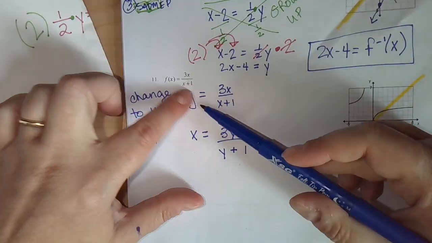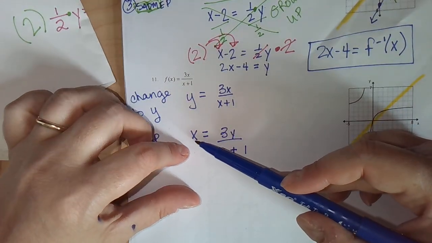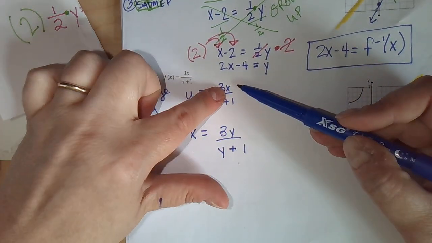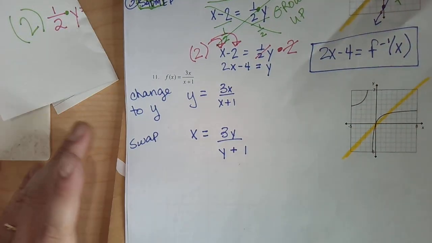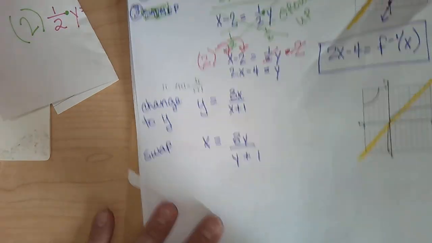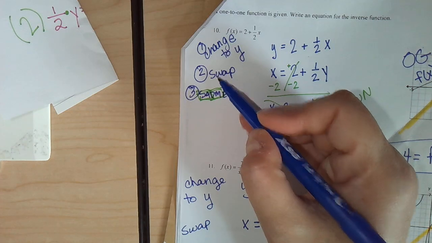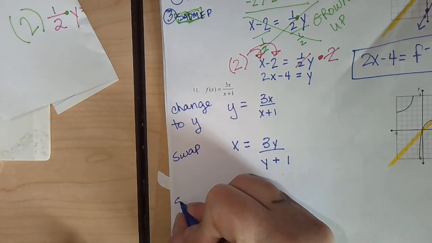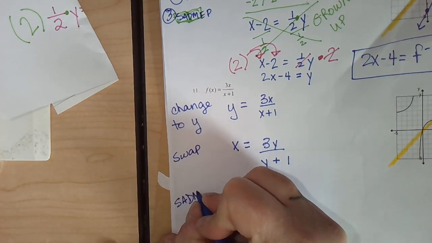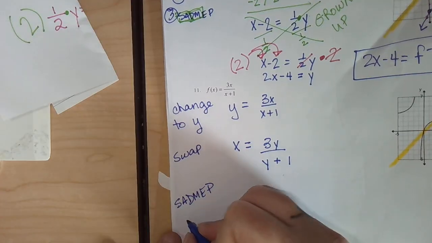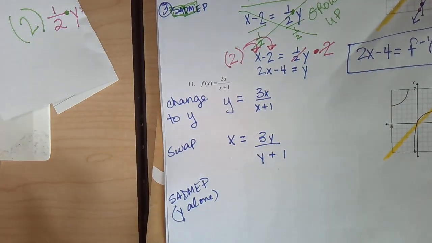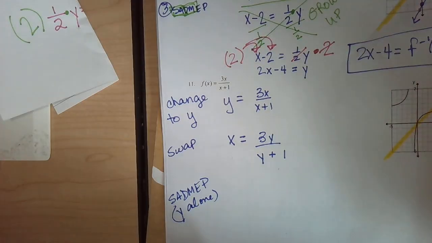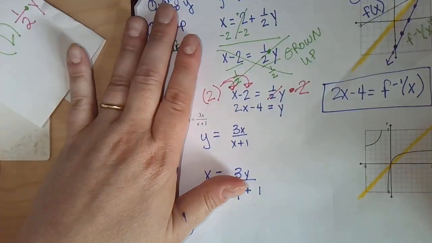So on the left, that y becomes an x. On the right, those x's both become y's. Oh, no. Okay. And then, so we did step 1, we did step 2 swap. Now we have to do SADMAP. And the whole point of SADMAP is to get y alone. Okay, well, we're going to do something crazy here.